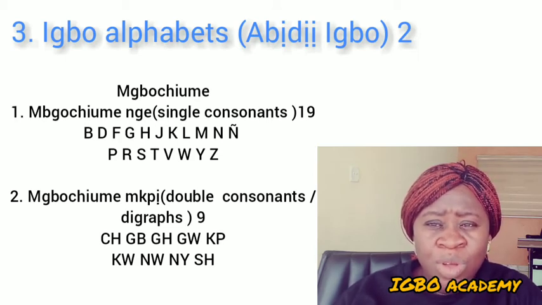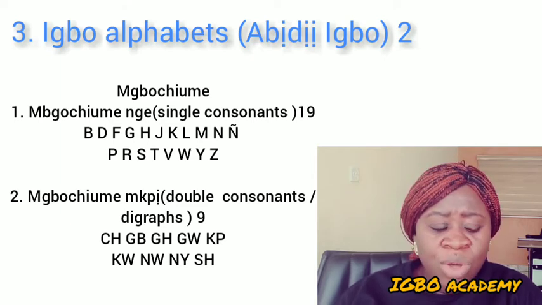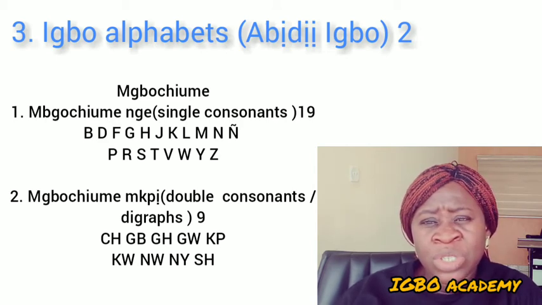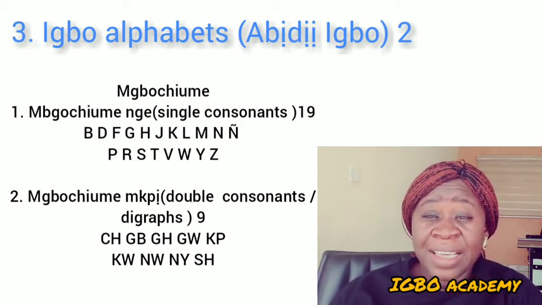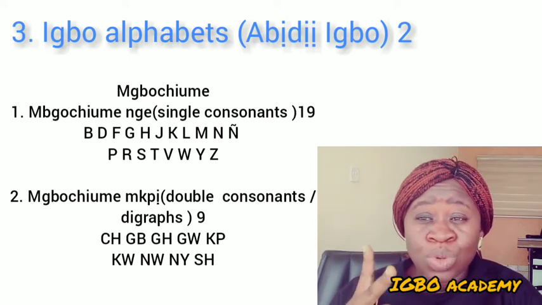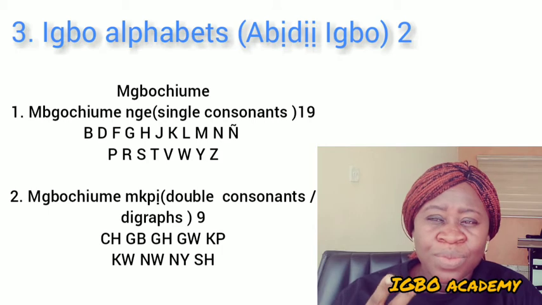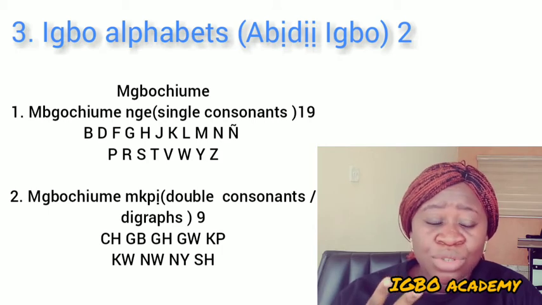So the other branch of the consonants, mbochume, are those consonants that are double. They are called double consonants or digraphs in English, and are called mbochume mpe. Remember previously I told you that anything that is mpe is something that is two. There are those consonants that are two.